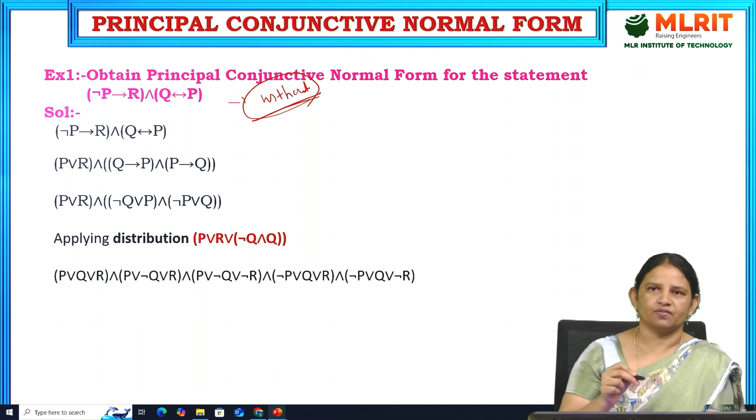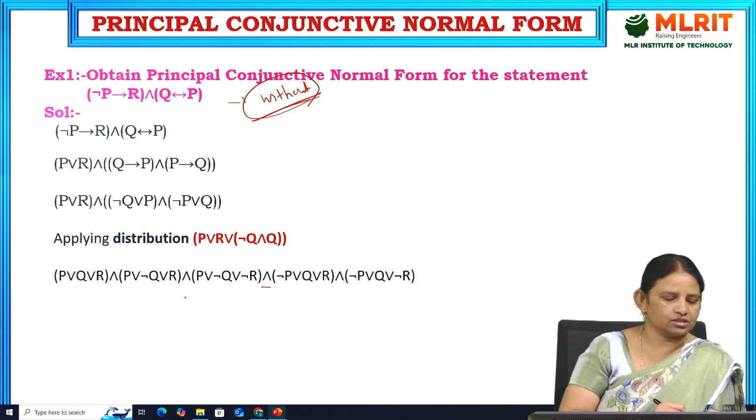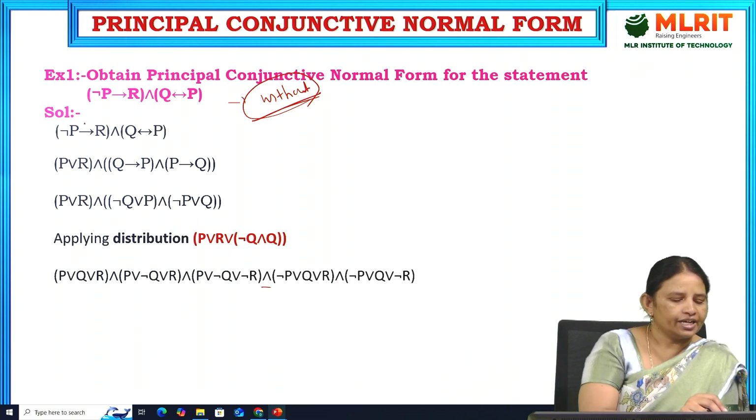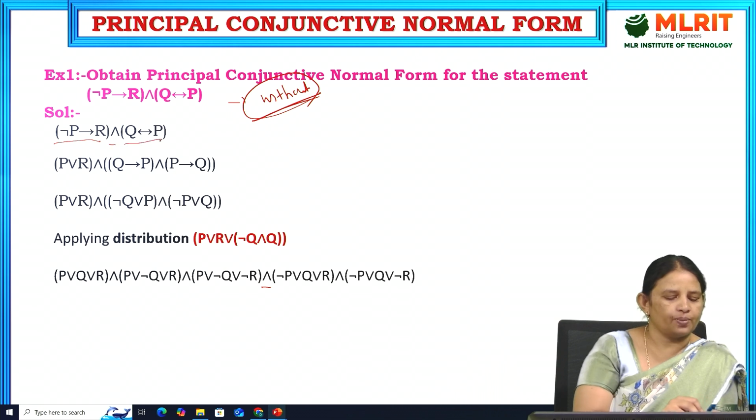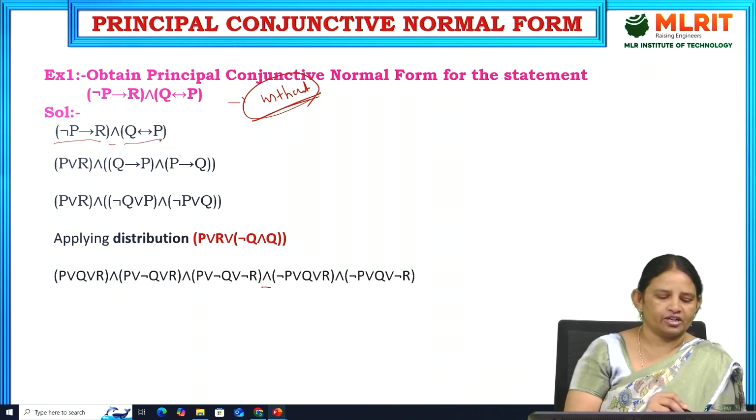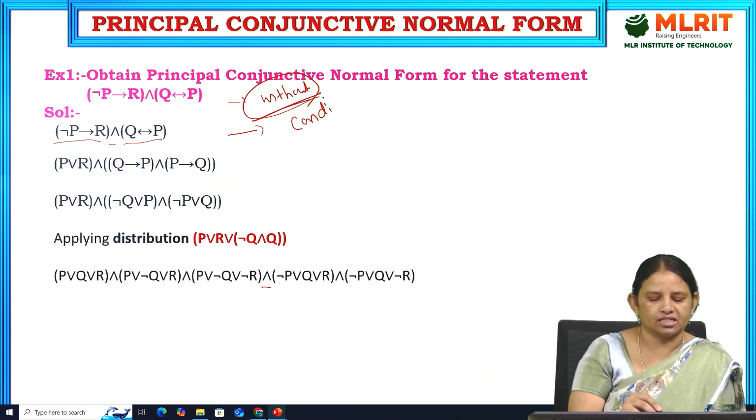What does PCNF consist of? Product of max terms. First, take the negation P implies Q and Q implies Q. So, we need to give the first priority to the conditional as well as biconditional statements.